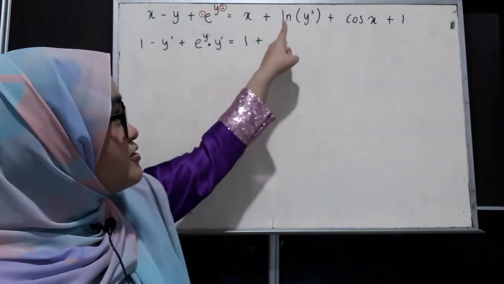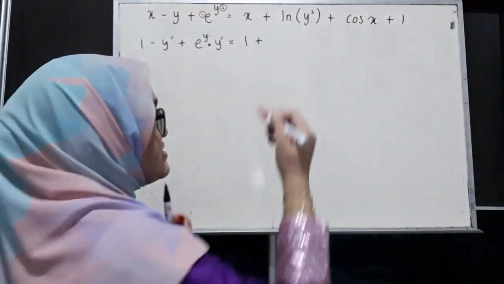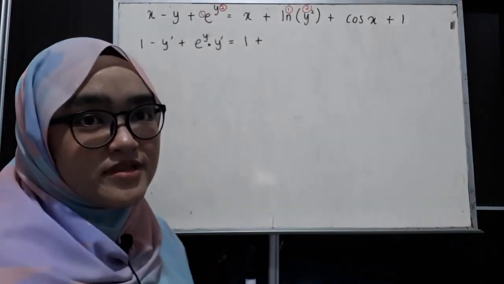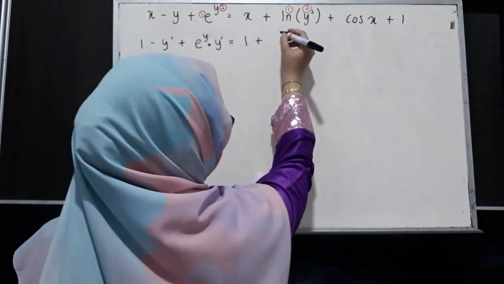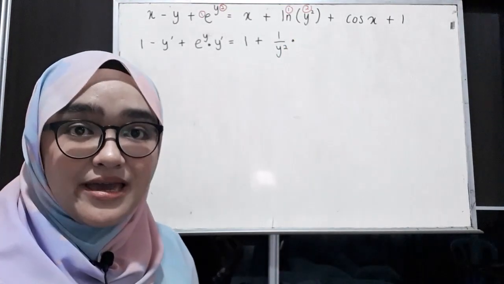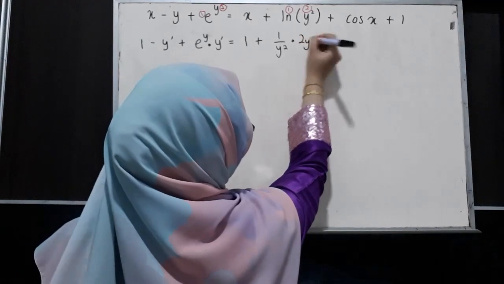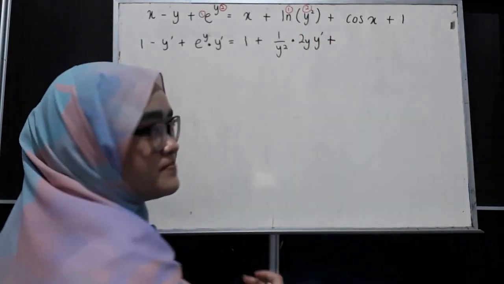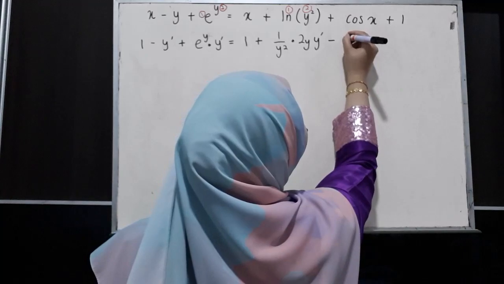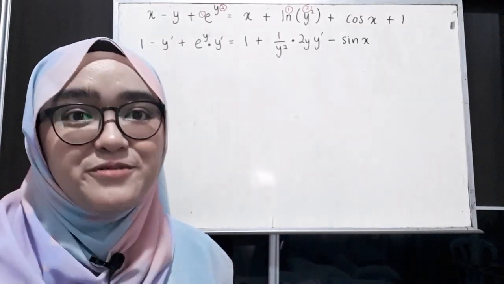Plus, next, we want to differentiate ln y squared, which is another composite function. Number 1, differentiate ln, and number 2, differentiate y squared. Differentiate ln, we get 1 over y squared. Multiply, differentiate y squared is 2y, and we must add y prime. Plus, differentiate cos x, we get negative sin x. And then, differentiate 1 equal 0. Done with the first step.